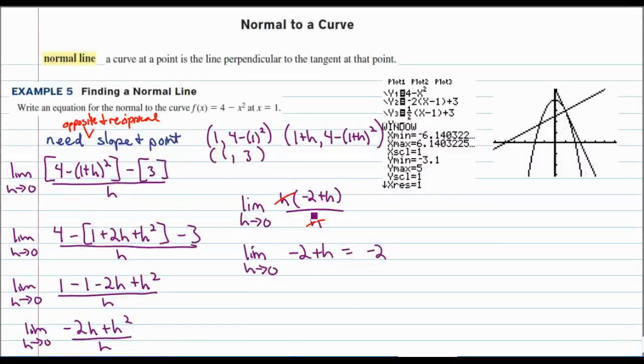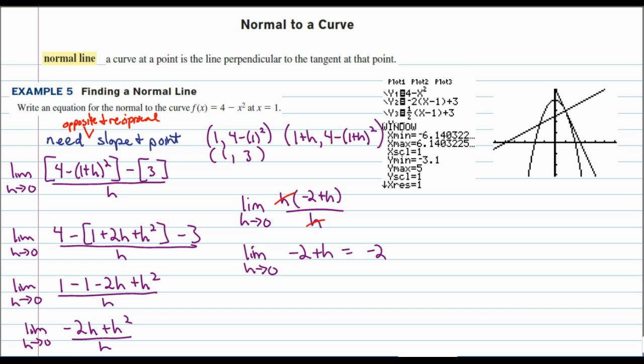This is the screencast for section 2.4, example 5, finding a normal line. A normal line is the line perpendicular to a tangent to a curve at a point. So we've already found tangent lines, now we're finding these lines that are perpendicular to that tangent and also go through the same point that the tangent did on the original curve.